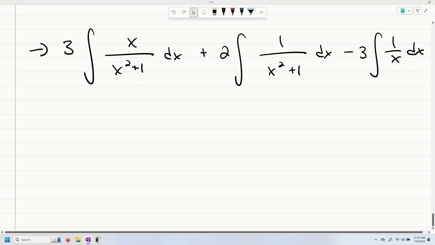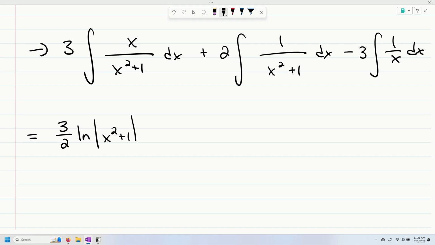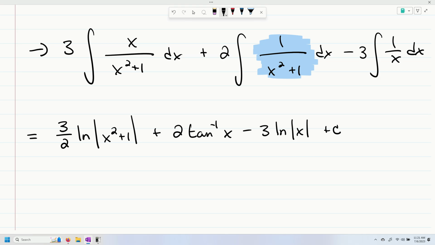And now going from left to right, when you integrate, you're going to get 3 over 2 times the natural log of x squared plus 1 plus 2. You're going to have to look this one up. This one I highly suggest you look up, okay? Because it ends up being the inverse tangent. And minus 3 ln of x plus c.